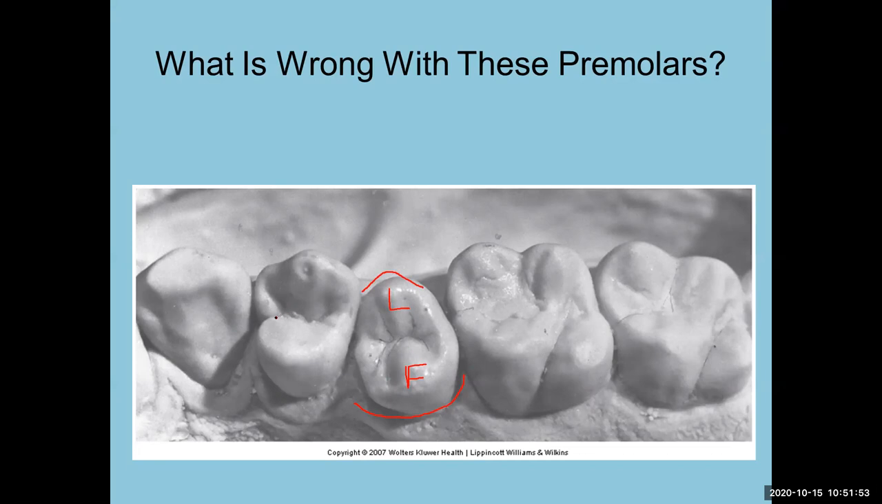Look at this. This is that mesial marginal groove going over the mesial marginal ridge. You don't have it on the distal. You've got a nice transverse ridge here, another transverse ridge here. When we get into molars, you're going to have an oblique ridge.